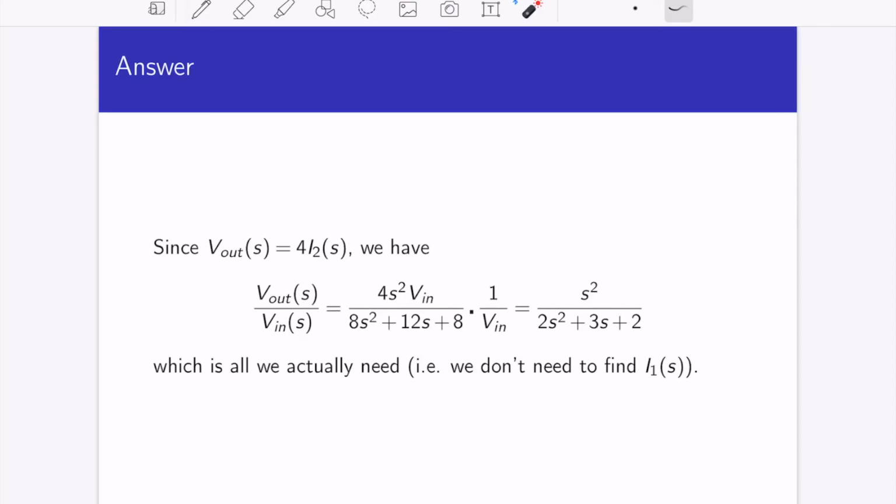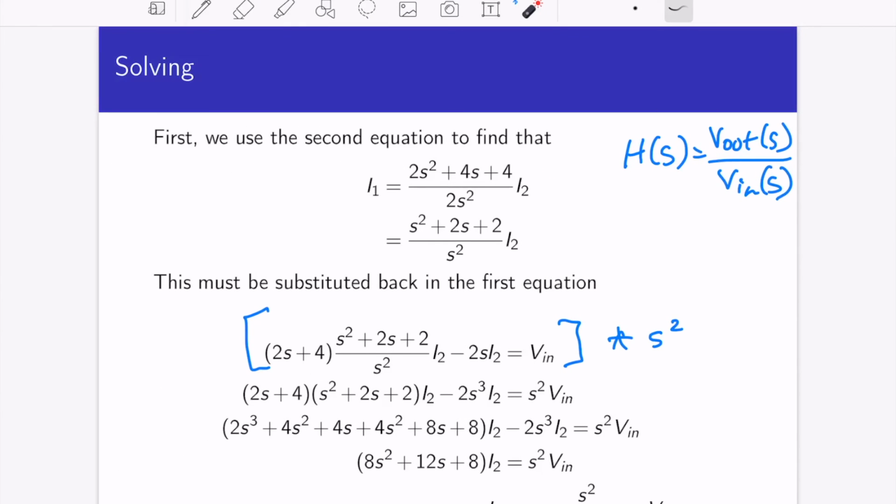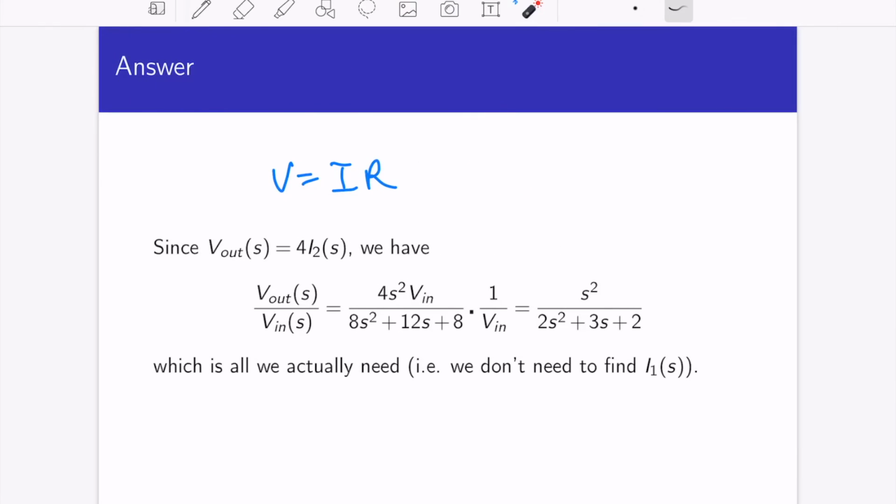We can write an equation for V out. V out is just going to be, remember, V is equal to IR. We just had an equation for I2 of S. We multiply it by 4, and we end up with this. Divide by Vn because we care about the ratio, and that gives us our transfer function. This is all we need. Notice that we did not need to find I1 of S. So always pay attention to what you need to find so you don't have to do extra work.